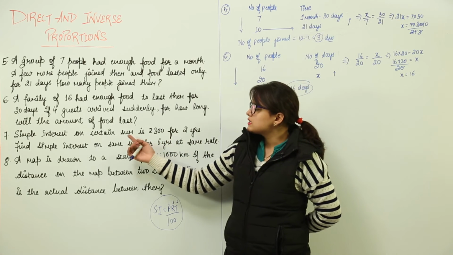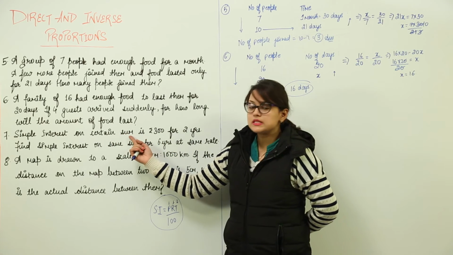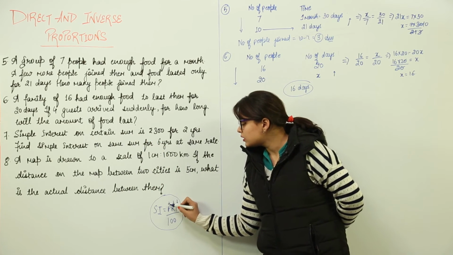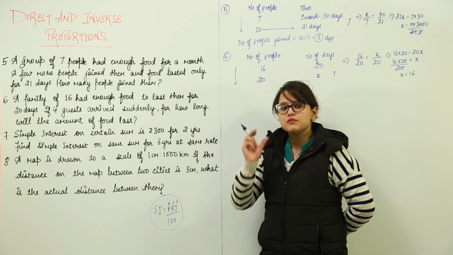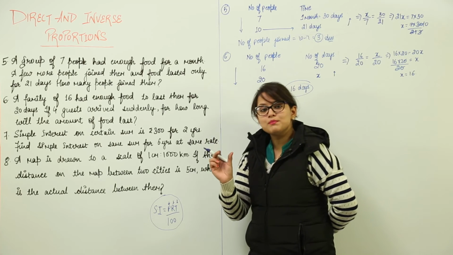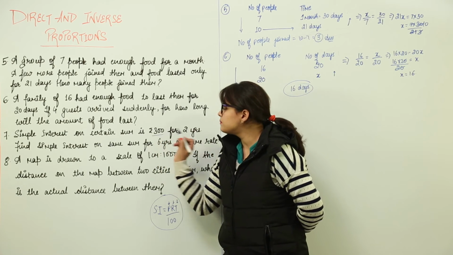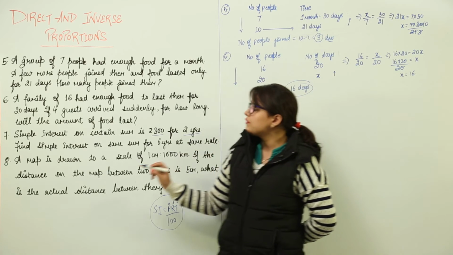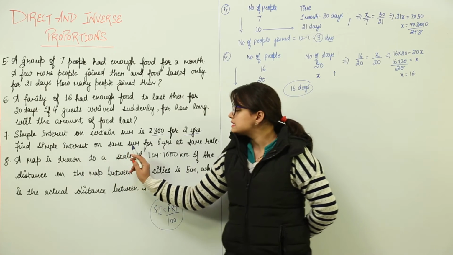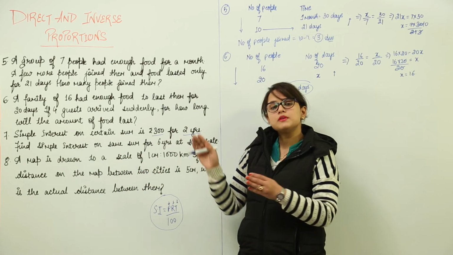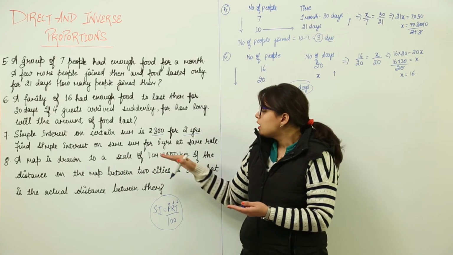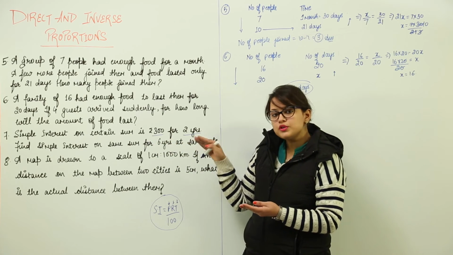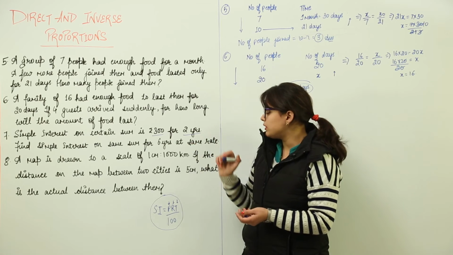The question says simple interest on a certain sum. Sum here refers to the principal that we are talking about. On a certain sum, that is, there is a fixed principal on which the simple interest coming out to be is rupees 300. The time is 2 years. We have to find the simple interest on the same sum. That means the principal is remaining the same for 6 years. Time is changing from 2 years to 6 years at the same rate of interest.